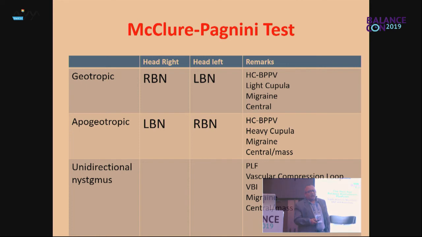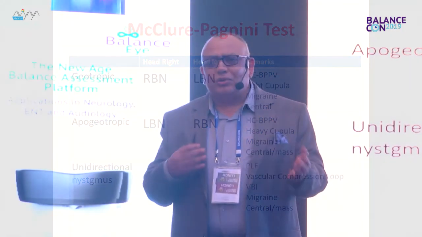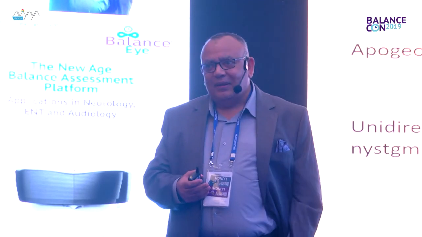The McClure-Pagnini test is meant to look for horizontal canal BPPV. So you have geotropic and apogeotropic. Here let me highlight, because this is confusing in the literature and sometimes in textbooks. Let me ask you first: what are geotropic and apogeotropic for you? Just to share your thoughts. We are here to share our thoughts.